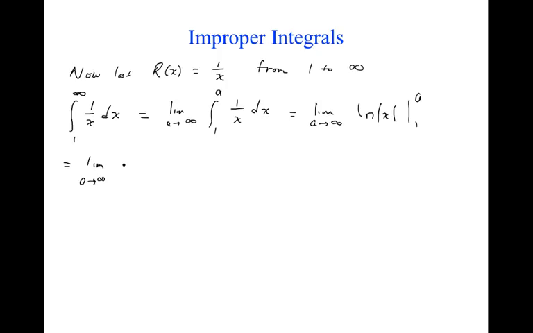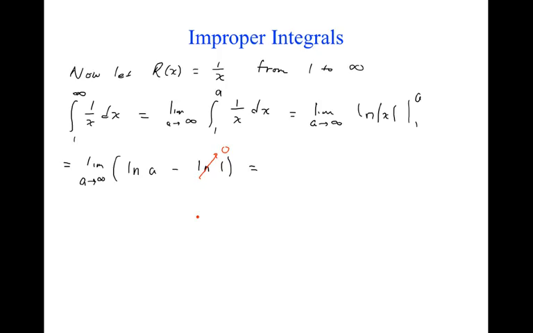So we're going to have natural log of a minus natural log of 1. Now, natural log of 1 is 0, right? Our fact that I told you before doesn't apply this time because it's not a 1 over x to the something. It's ln. So we need to know about the ln.